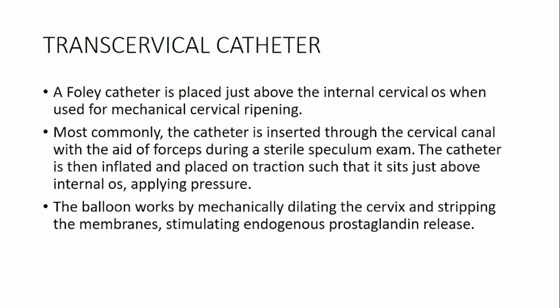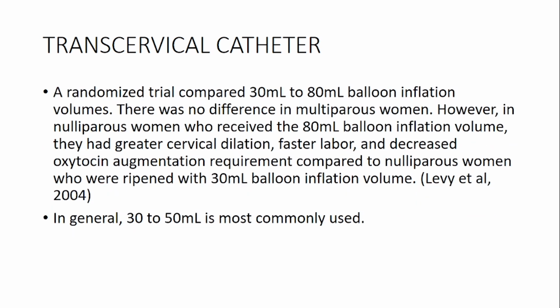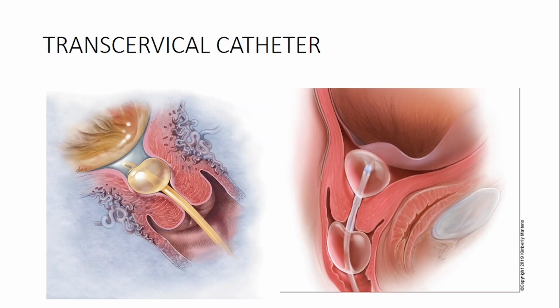The same thing applies to the transcervical catheters, which I've mentioned above. The balloon works by mechanically dilating the cervix after ballooning it with about 30 to 50 ml of normal saline and stripping the membrane, stimulating endogenous prostaglandin release. You can see this from the diagram, the position of the cervix. You can see it's placed extraamniotically.